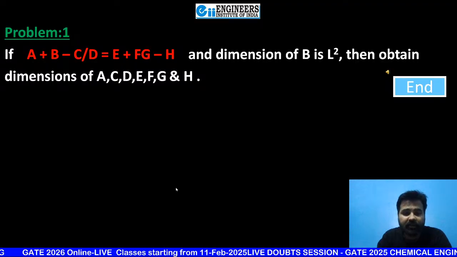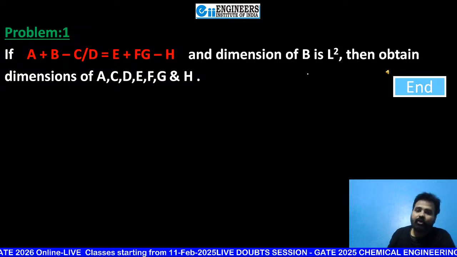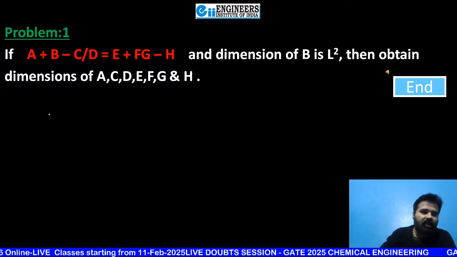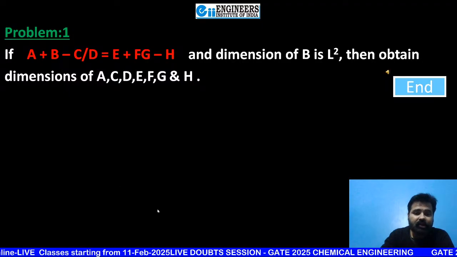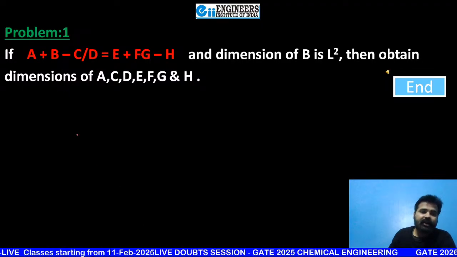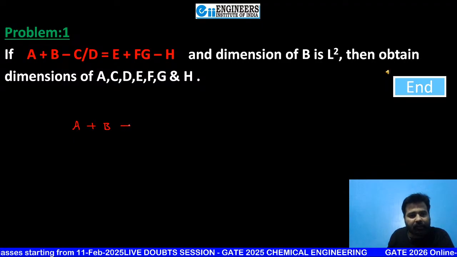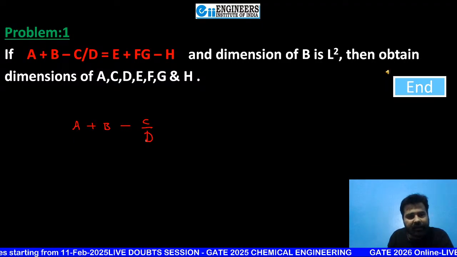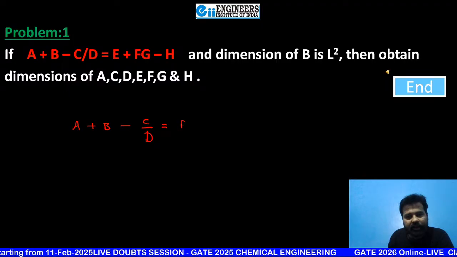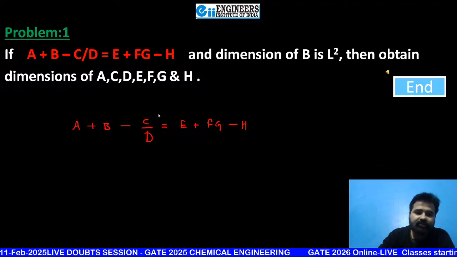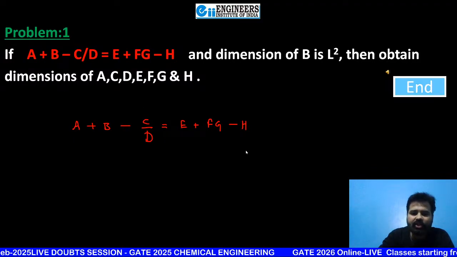Time completed. Now see here, beta. My dear students, I'm going to solve it. The unit of B is L square. So here the equation is A plus B minus C by D is equal to E plus FG minus H. Now focus, beta. Very easy question.